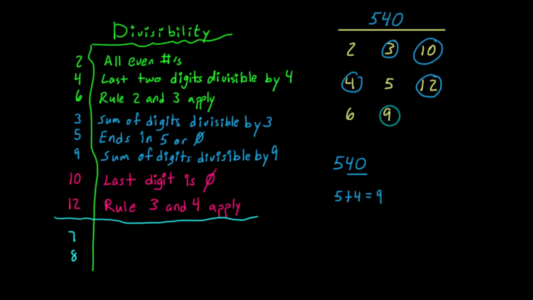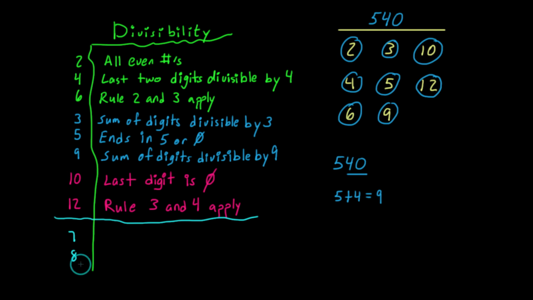The rule of 9 says the sum of digits is divisible by 9. Since 5 plus 4, the sum of the digits, is 9, and 9 is divisible by 9, 540 is divisible by 9. The rule of 5 says it ends in a 5 or 0, and again, 540 ends in a 0. So I'm going to circle that value. The rule of 6 says that both rules 2 and 3 have to apply. Since 540 is an even number, it's divisible by 2. Since 540 is divisible by 2 and 3, it must be divisible by 6.